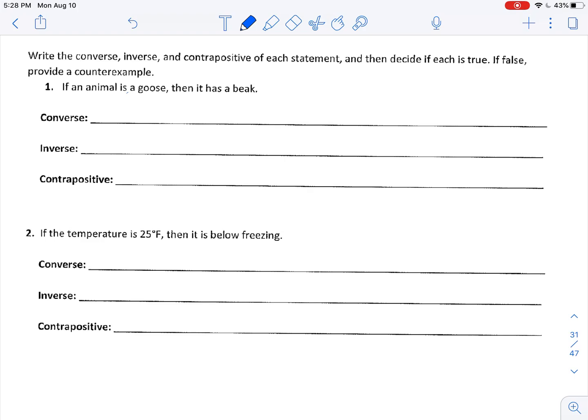Here's our conditional statement. If an animal is a goose, then it has a beak. So I'm going to start identifying my hypothesis and my conclusion. So I know my converse, I need to switch. My inverse, I negate. My contrapositive, switch and negate. So take a minute, see if you can write it out, pause the video, and then come back.